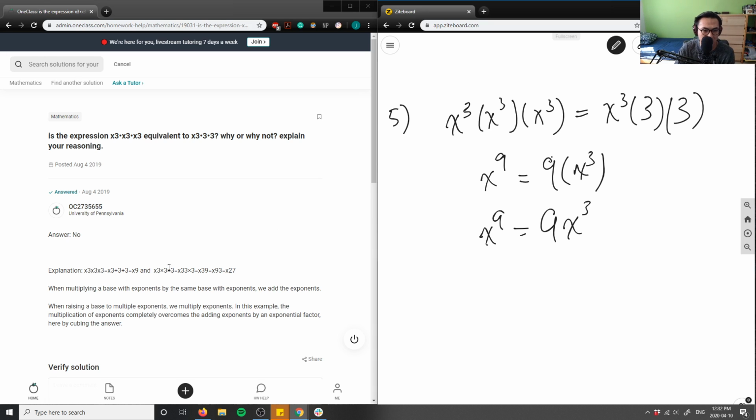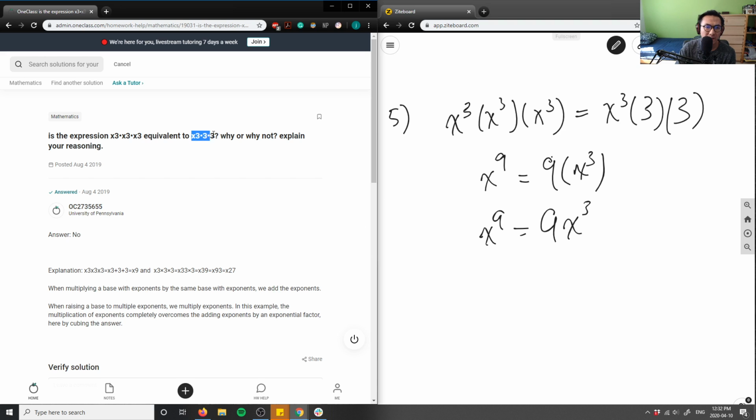And I'm going to look at the solution here. It says x cubed times 3 times 3 here. It says x equals 33. Is it x to the power of 33? When multiplying bases, we multiply.